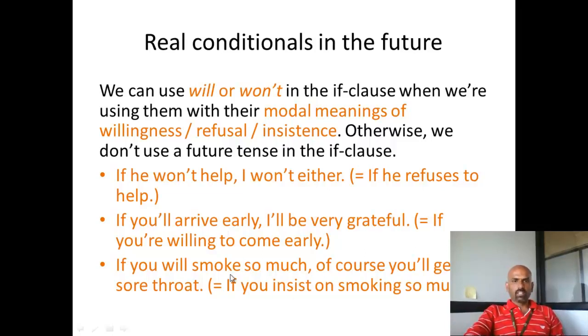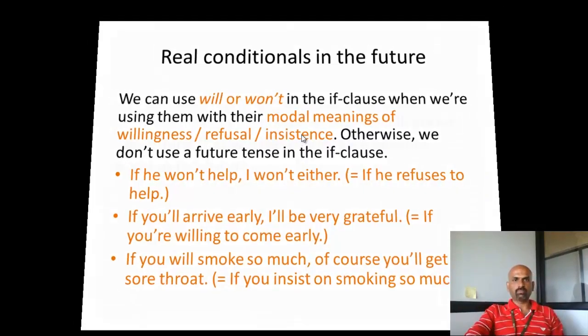Third sentence. If you will smoke so much, of course you will get a sore throat. Insist on smoking so much. In the meaning of insist on smoking so much: if you will smoke so much, of course you will get a sore throat. This is again a different usage. Please keep in your mind, will or won't can be used in the if clause also, if they are used in the meaning of willingness, refusal and insistence. Otherwise, it is not permitted to use.